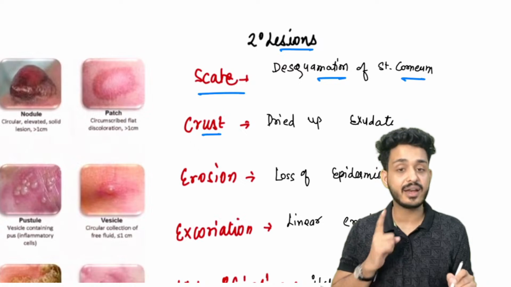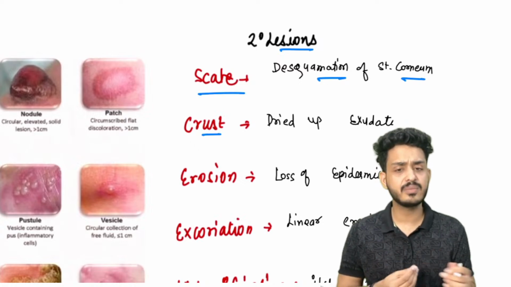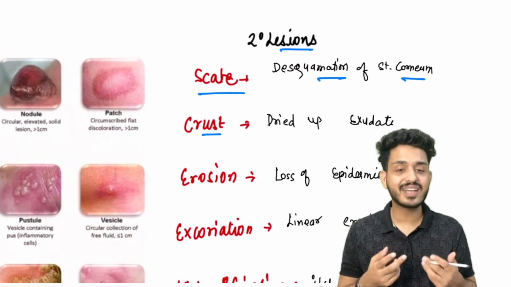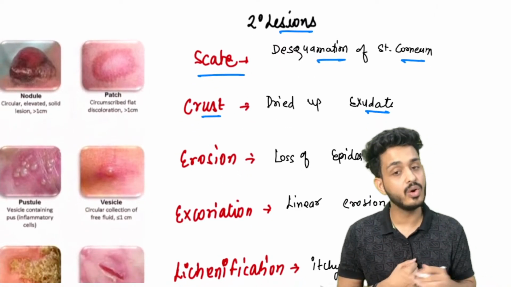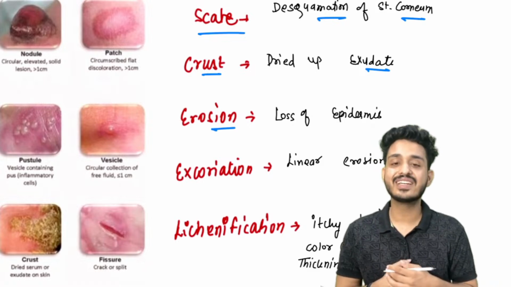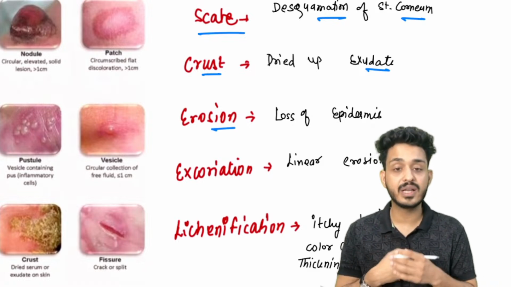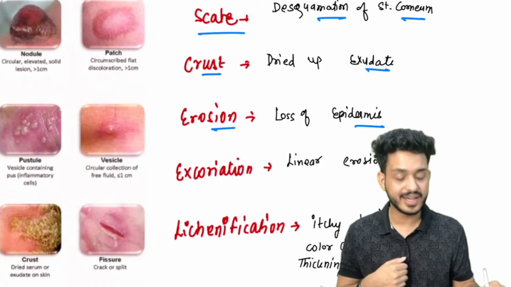Crusting, we have seen a honey colored crusting. What is that? Nothing but dried up exudate. So crusting is a type of secondary lesion you are finding with Streptococcus. Okay, erosion. What is erosion? There will be loss of epidermis. If there is loss of epidermis, we call it erosion.